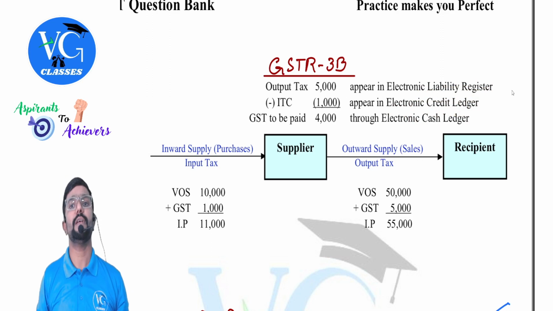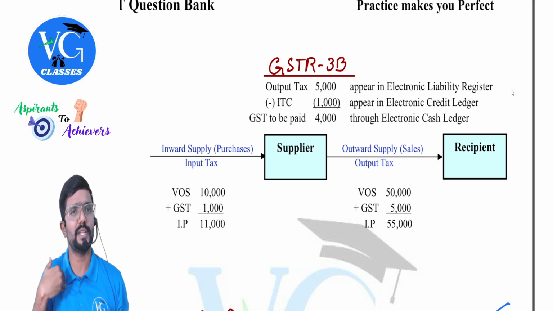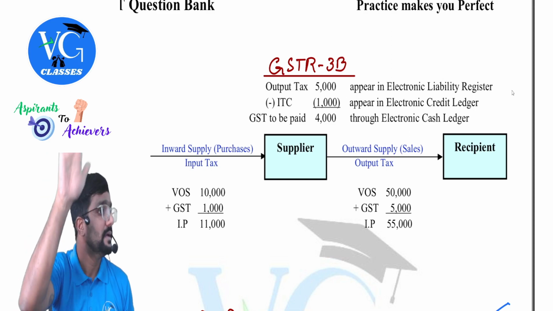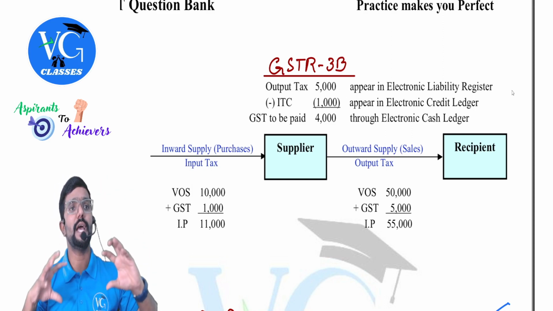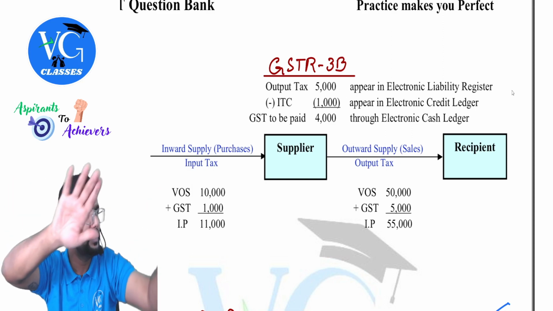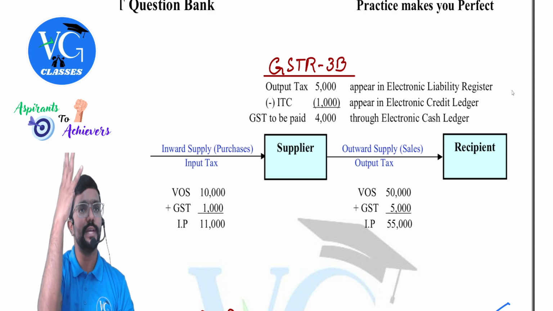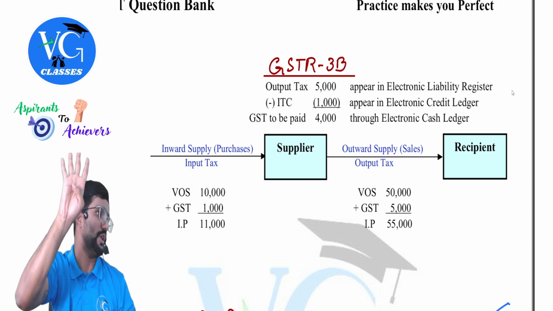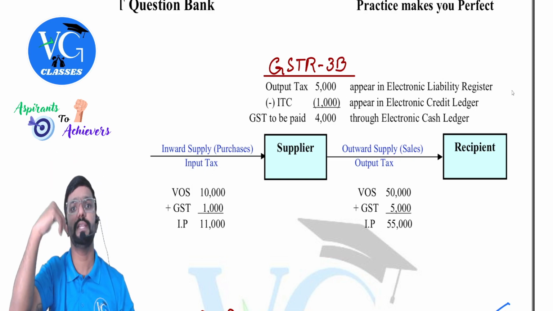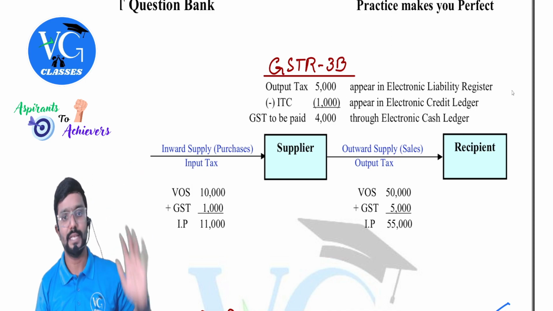The remaining amount, whatever I pay, should be paid through what, guys? Cash ledger. What is the electronic cash ledger? It is nothing but the bank account maintained by the registered supplier with whom? The department. It is like whenever I am supposed to pay anything under GST, I need to deposit the amount into the cash ledger and from there I need to pay it, guys. So in order to pay 4,000 GST, first there should be a balance in my cash ledger. Minimum how much? 4,000. Only then I can make the payment, guys. Is that clear? Yes, guys.